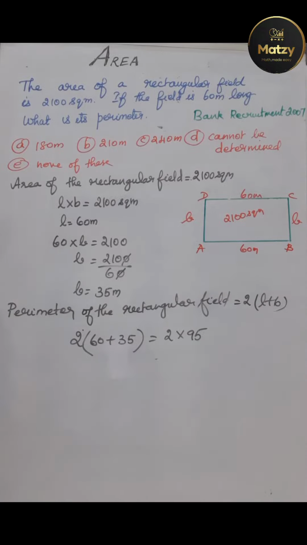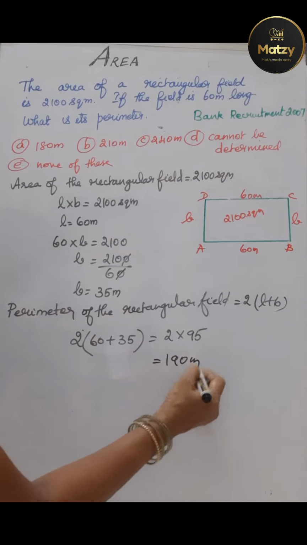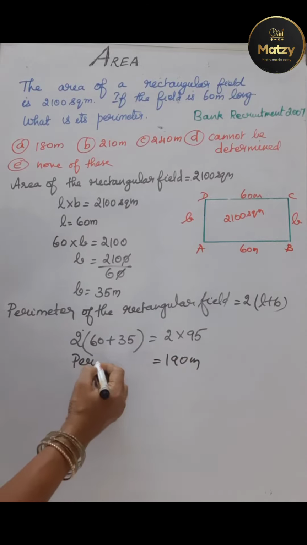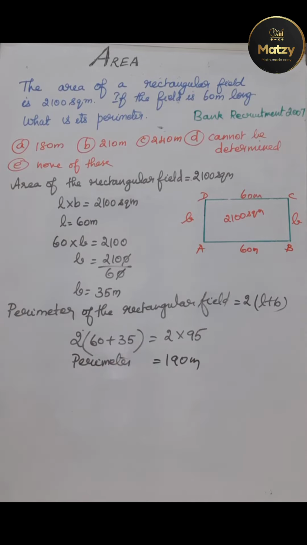What is the perimeter of the rectangular field? 2 into L plus B. So, 2 into 60 plus 35, that is 2 into 95, that is 190 meters. That is perimeter. Perimeter of the field is 190 meters.